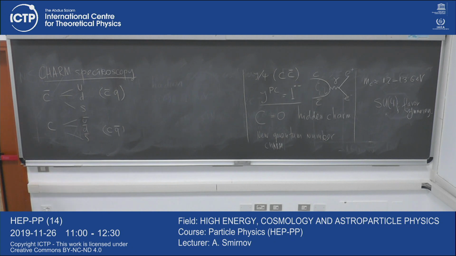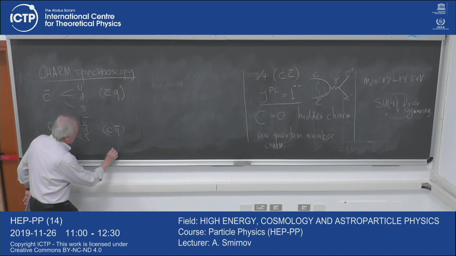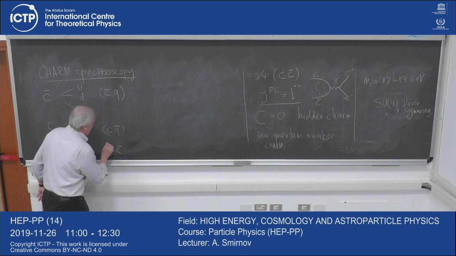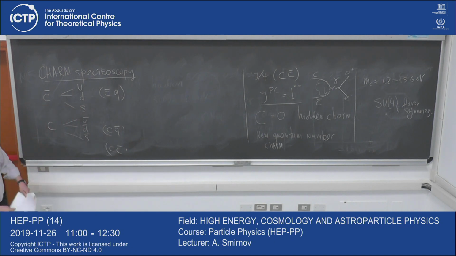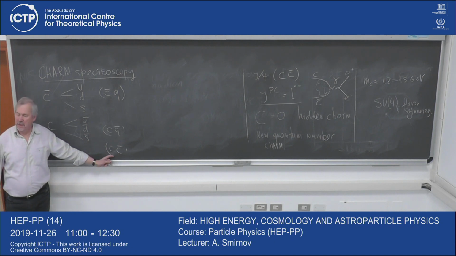And also we can introduce the state with charm, anti-charm, and in contrast with J/psi, these are mesons with spin 0. So these are scalars. Okay.